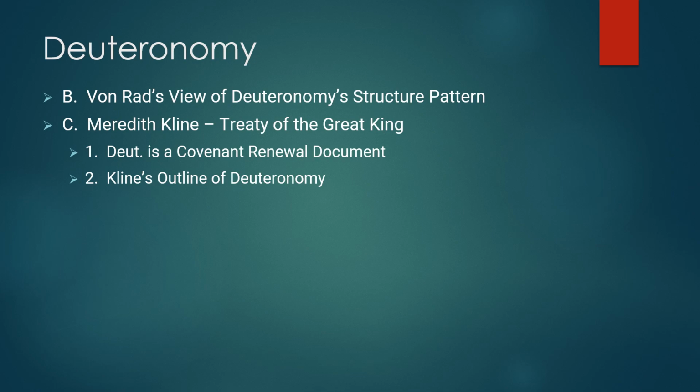When Kline looks into the book, he breaks it down into 5 parts. First, there's a preamble, and that's chapter 1, verses 1 to 5. Second, a historical prologue, or covenant history, and that's from verse 6 in chapter 1 all the way to the end of chapter 4. Third, are stipulations, or covenant life, and that starts in chapter 5 and goes all the way through chapter 26, verse 19. So basically, it's all of chapter 5 through chapter 26.